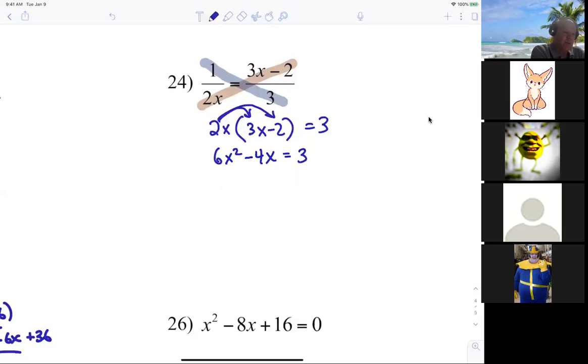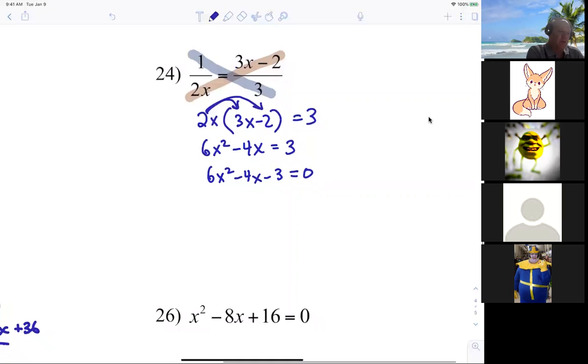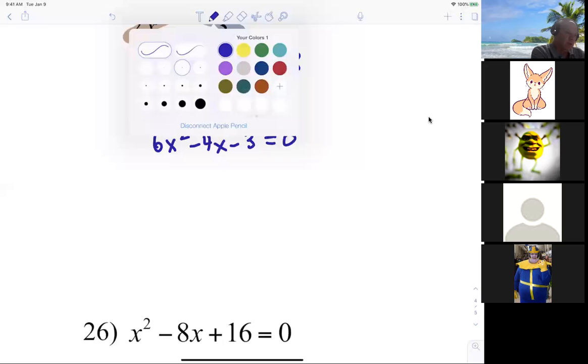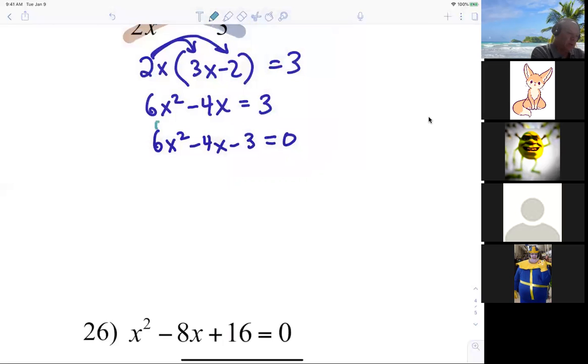Now it's a quadratic, so it has to be set equal to 0. 6x squared minus 4x minus 3 equals 0. All right, now I'm going to see if this can factor. Again, checking, see if you remember what I said. 6 times negative 3 is negative 18. And I want the factors of negative 18 to be negative 4.